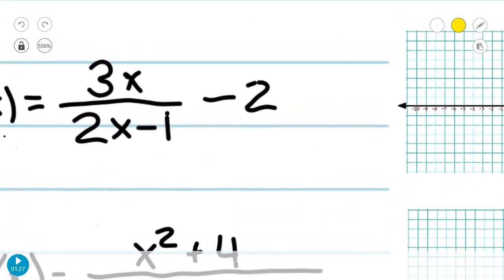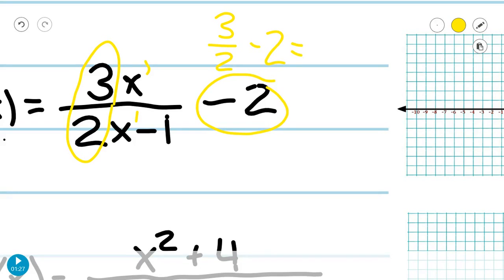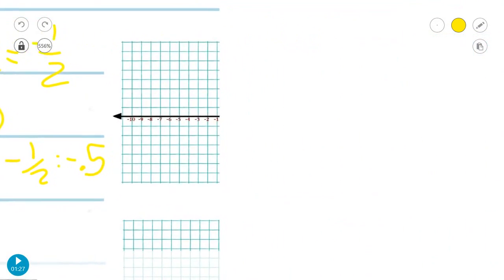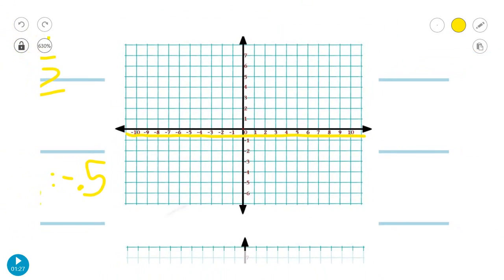in my first example, the degree of the top is 1, the degree of the bottom is 1. That means I take the ratio of their coefficients, 3 divided by 2, and I add them to my vertical shift. So I subtract 2. This is equivalent to -1/2. So the equation of my horizontal asymptote here is -1/2, which is the same thing as -0.5. So I can draw that in to my graph. So that's where my horizontal asymptote is. Okay, that's one example. We'll do the next one here.